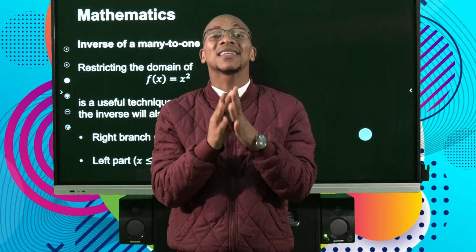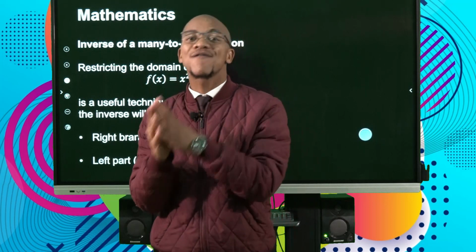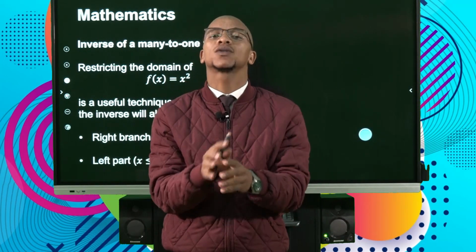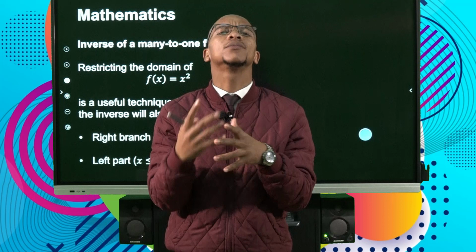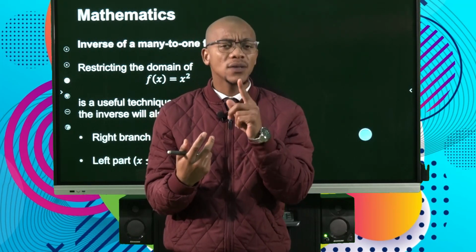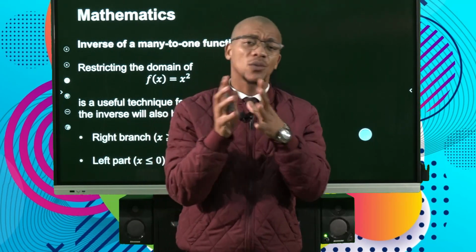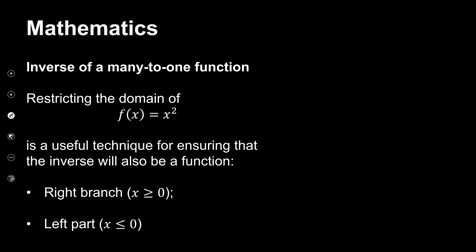That's the restriction. This is a very useful technique in trying to make the inverse of a parabola to be a function, because the goal is to always have the inverse to be a function, or else it's not an inverse, because only when it is a function can we then have an inverse, right? So please make sure you understand that. Now, as I said, it will be the right branch and then it will be the left part of the graph, which is the same as the left branch.